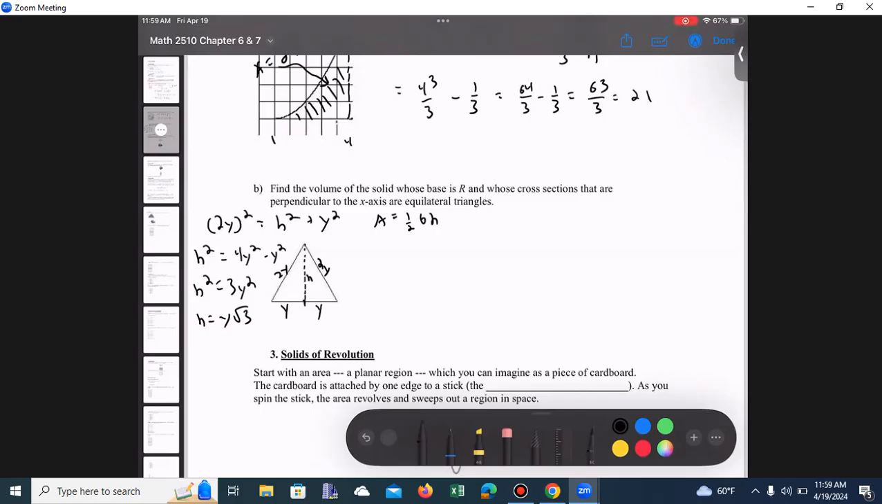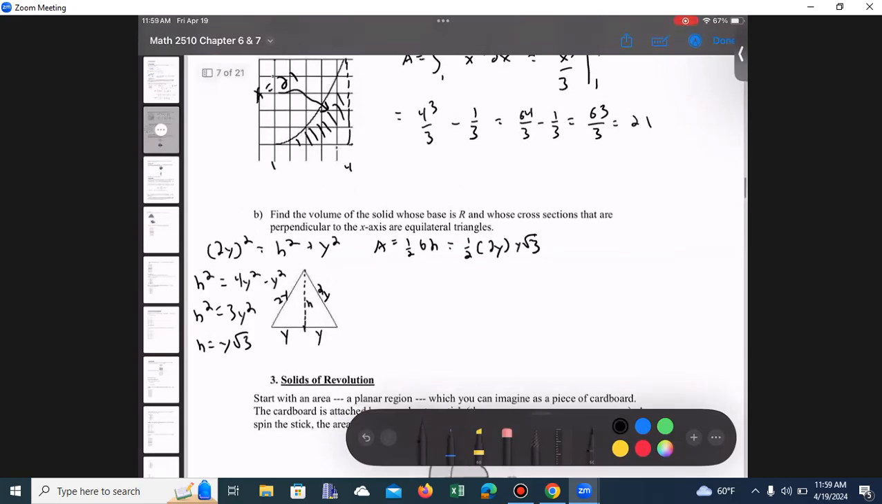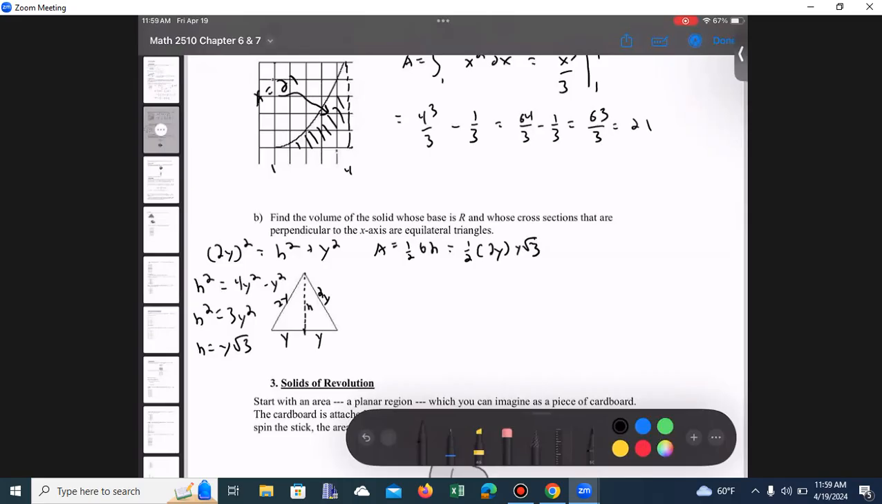And our base again is 2y. So the area is 1/2 times 2y times h, which h is y square root of 3. And so the 2's cancel out, you get square root of 3 y squared.